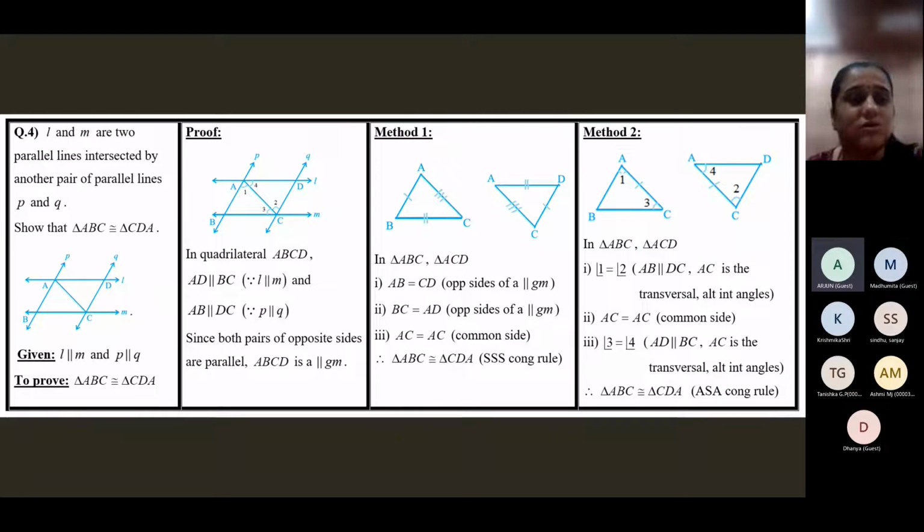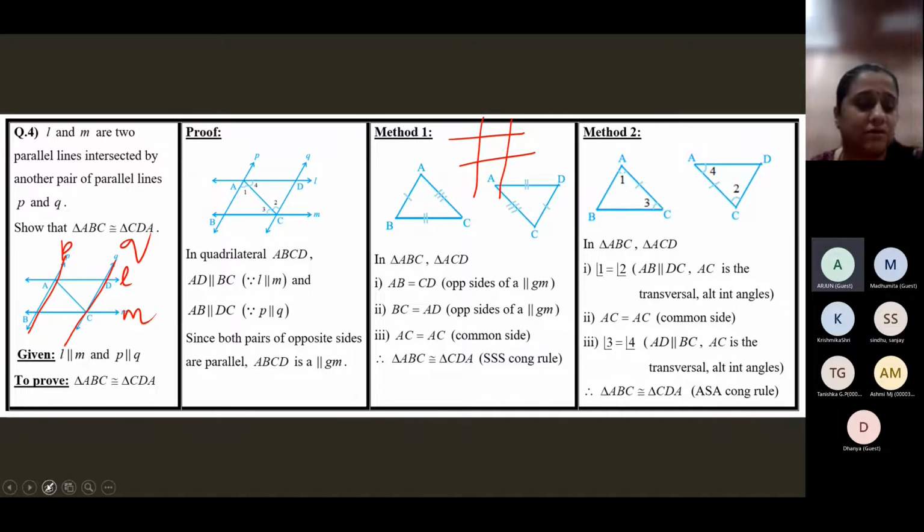All right. So in question number 4, we are given that L and M are two parallel lines. So you can see here L and M are two parallel lines intersected by another pair of parallel lines P and Q. So this is the figure.